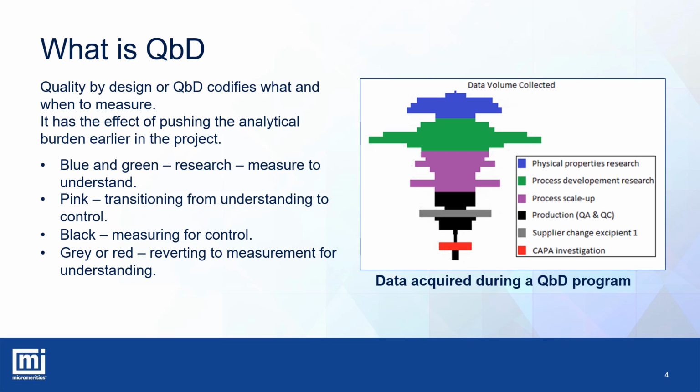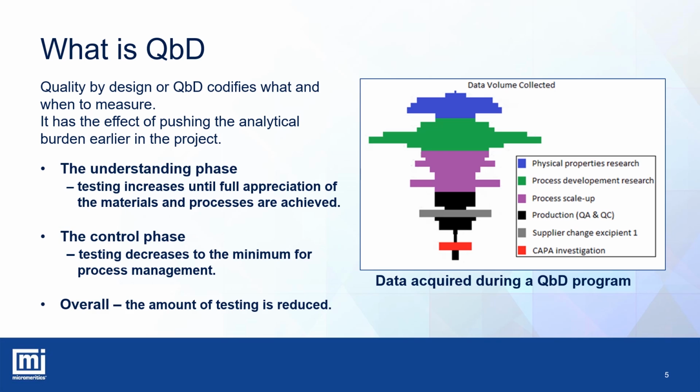The red section shows another example of reverting to testing for understanding. Here a batch needed to be reprocessed, and this launched a CAPA investigation. This was more difficult as additional parameters needed to be analysed, and this led to extra routine testing being implemented as a preventative action. At the end of the process, the analytical burden was relatively low, and significantly less than that at the outset of the project.